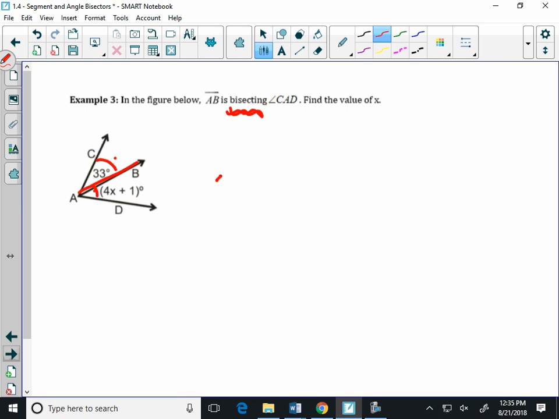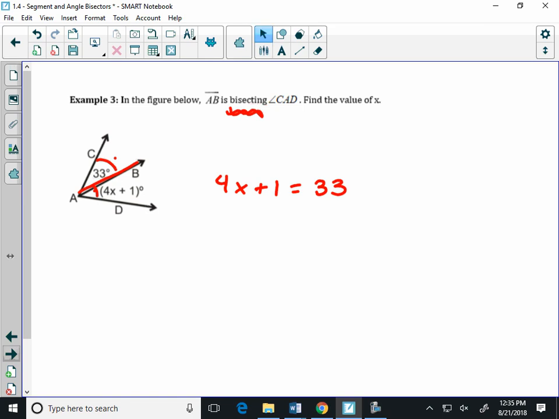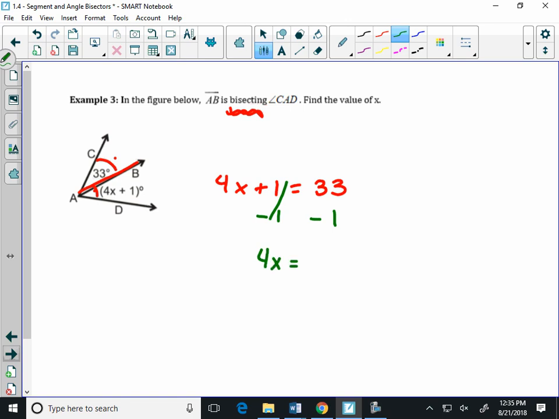Add 4x plus 1 equals 33. They're the same, so set them equal. And then you just solve it like a normal equation. Move the 1 over. Divide by 4. You get 8. And all it said was find x, so we're done. We don't have to plug it in. It didn't say to find a measure of an angle, so don't. We just want x.